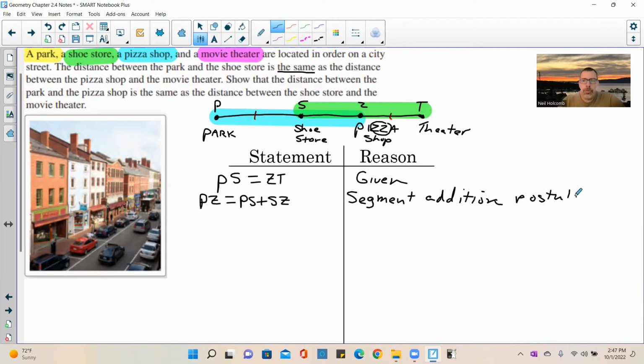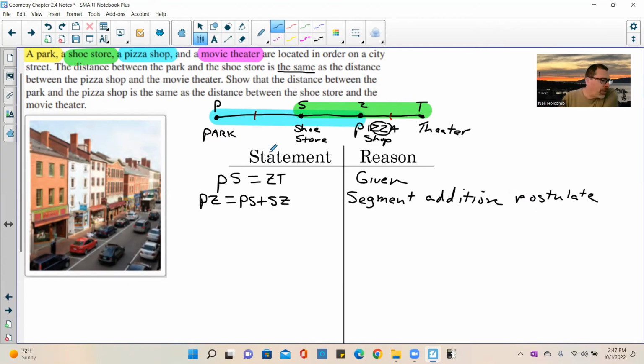So when you do proofs, the hardest part is getting started. A lot of times students struggle with, where do I begin? Well, you begin with your givens, and you begin with drawing a diagram as well. Then you start with your givens and say, they told us that PS equals ZT, that's a given. Then you read what you're trying to prove, and you start with the first thing in the proof. It says, show the distance between the park and the pizza shop, which is PZ. Show something about PZ. What does PZ equal? Well, it equals PS plus SZ.